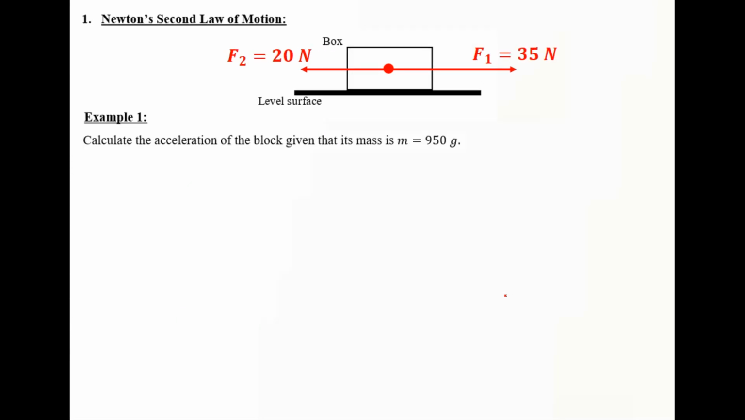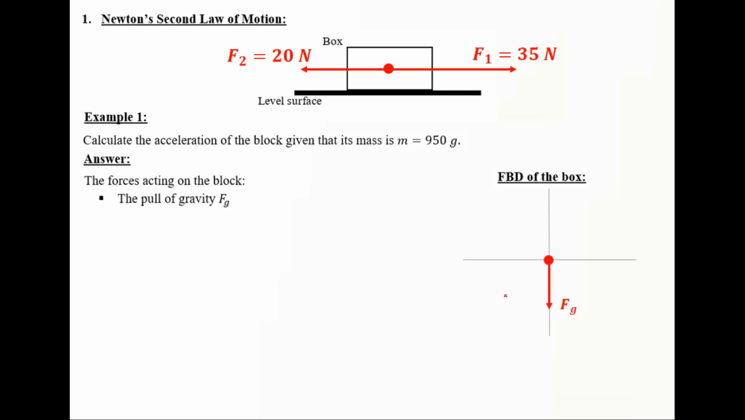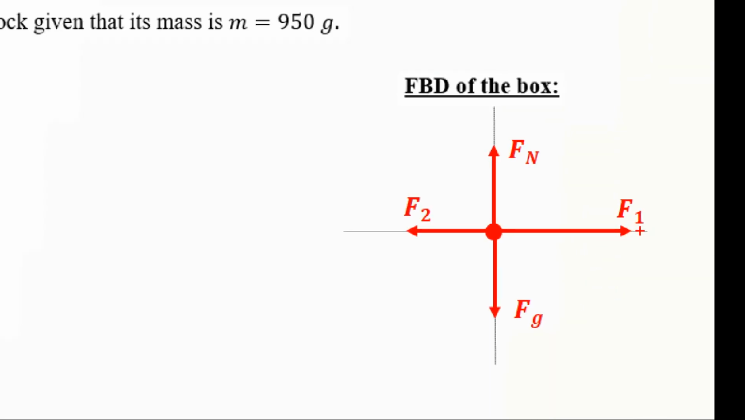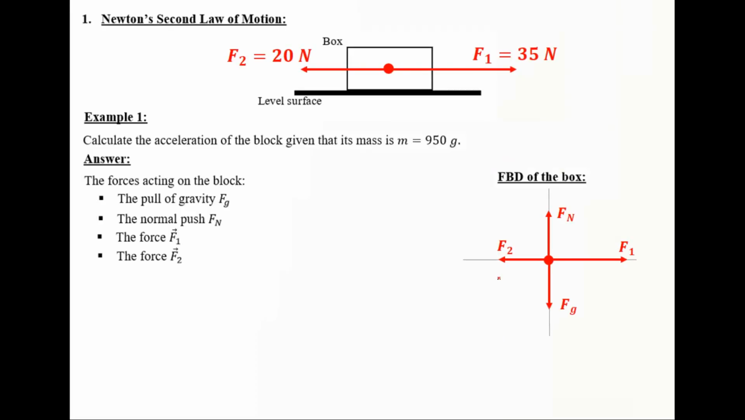Now example 1. Let's calculate the acceleration of the block given that its inertia, or mass, is 950 grams. The first thing we should do is represent, using the FBD, the different forces acting on the box. We have the pull of gravity down, balanced by the normal push up. We have the horizontal force F1 acting to the right by 35 newtons, and the horizontal force F2 acting to the left by 20 newtons. Notice that on the FBD, I have represented F1 greater than F2 in length.